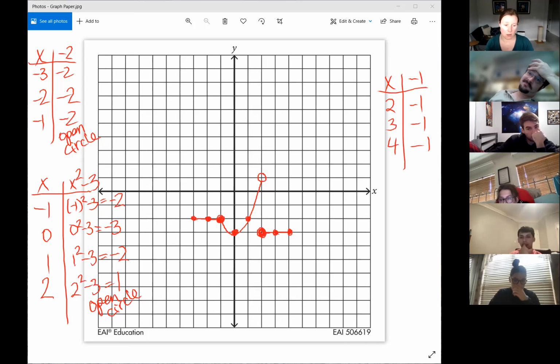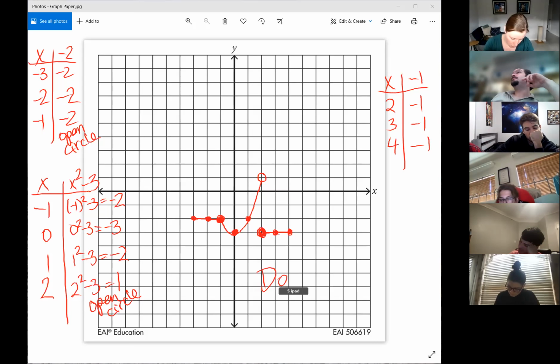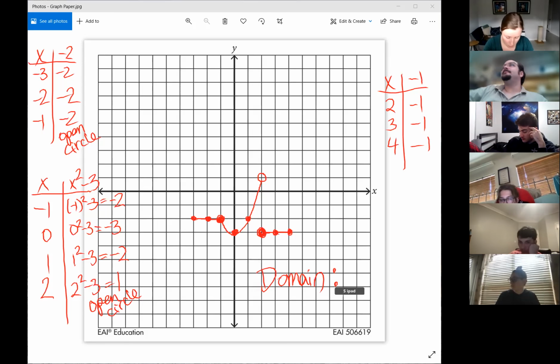Okay, so let's answer A. What's the domain? Domain is x's. So tell me all the x's that we can have. We can go all the way from -3, right? With the square bracket. Remember that from like the first week? So long ago.